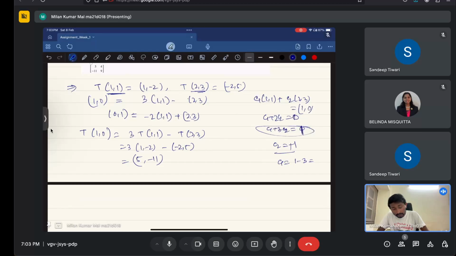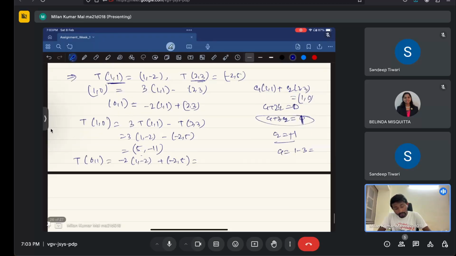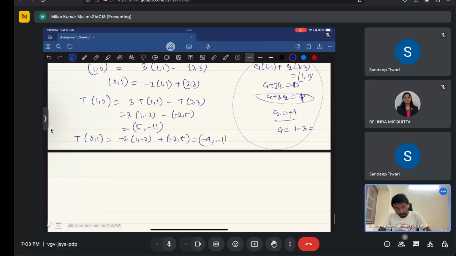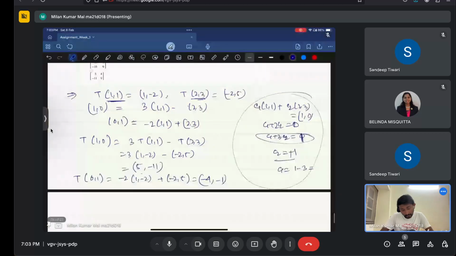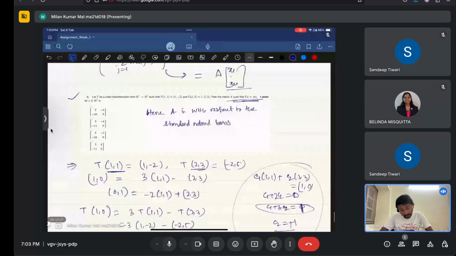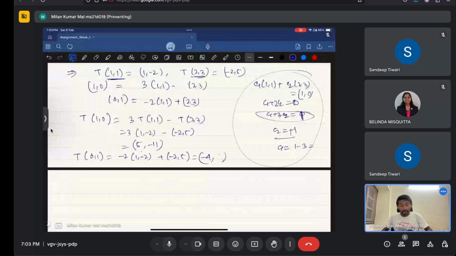And T of (0, 1), that will be similarly minus 2 of T(1, 1) plus T(2, 3), I'm just not writing that much. That will be minus 2 minus 4 and 4 minus 5, minus 1. So does there exist this solution? 5, 11, minus 4, 9. Minus 4, 9 it is. Okay, 9. Yeah, that's true. I've just written correctly. Minus 2 plus 4 and yeah, 9.